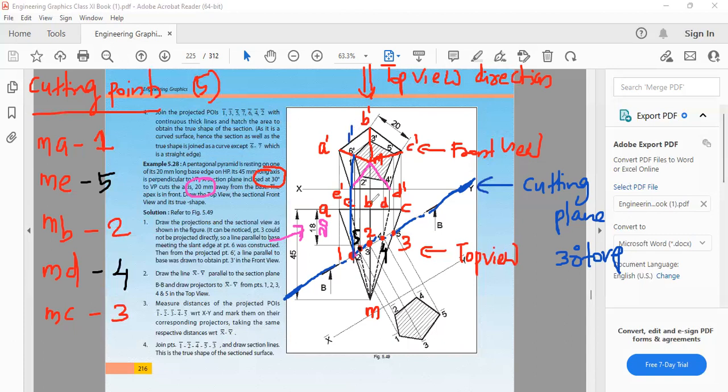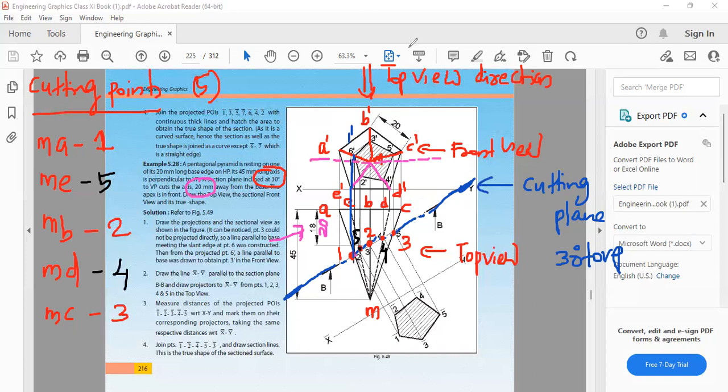Okay, where is point 2? Point 2 is on MB. But here what is the problem? It's vertical, so it is very difficult to locate the point 2. In that case, the step is like this. First, you have to transfer the top view point to the true length of the slant edge.